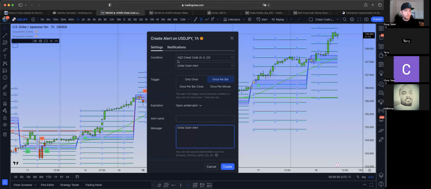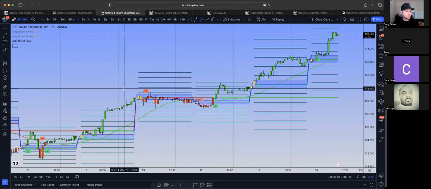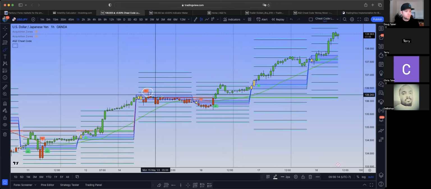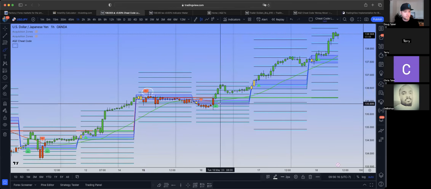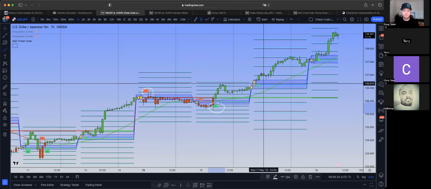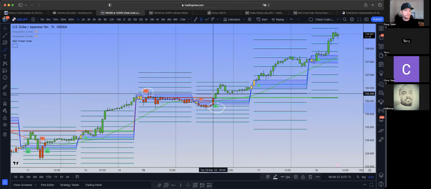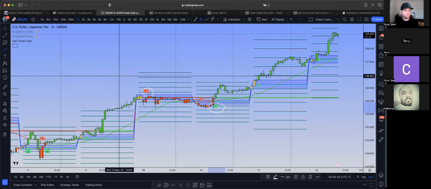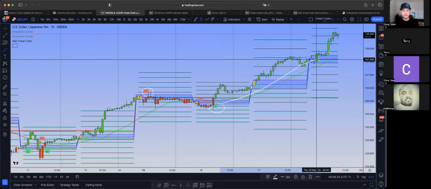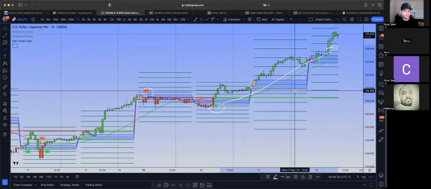And if we have $dash alerts set up, then each time we get a $dash, we're going to get a push notification to our smart device, flagging that pair and that potential setup. So we could take advantage of those potential moves.